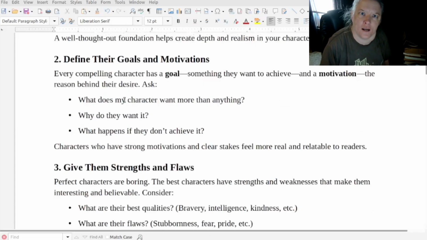So, number two, define your character's goals and motivations. Every compelling character has a goal, something they want to achieve, and a motivation, the reason behind why they do what they do. So ask yourself, what does my character want more than anything else? Why do they want it, and what happens if they don't achieve it? Think about those things. And you can bring yourself into this too.